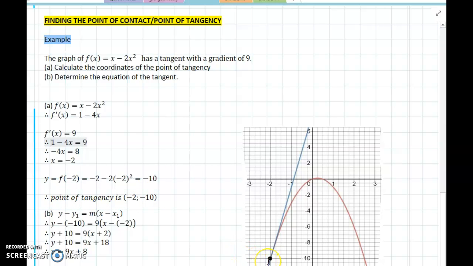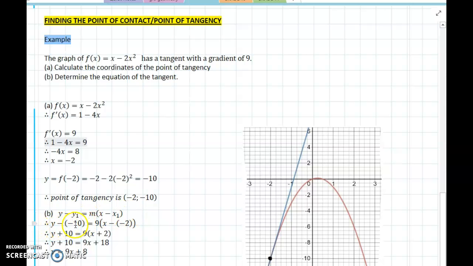So here's the drawing of the graph. Here's my function, f of x equal to x minus 2x squared. And here I have a tangent with a gradient of 9, and we found the point of tangency. The second part says determine the equation of the tangent. Now I have a point on that line, the tangent, and I have the gradient. So all we have to do, we've got everything now. We've got the gradient, because they tell me the gradient is 9, and I have a point which is (minus 2, minus 10). So substitute into the formula for a straight line.